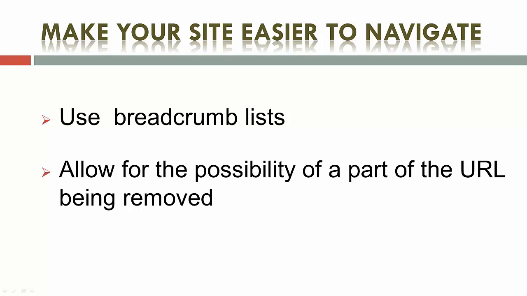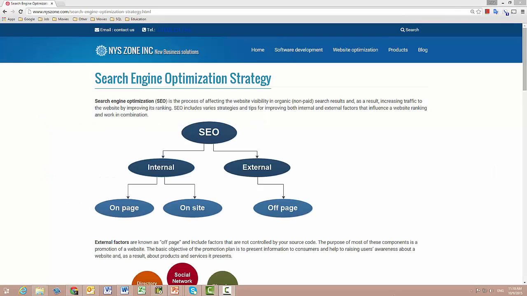Allow for the possibility of a part of the URL being removed. Some users, instead of using the breadcrumb links on the page, might drop off a part of the URL to find more general content. Your site should be prepared to show content in this situation. For example, we are on the search engine optimization strategy page and want to go to the main page. On this website, we have the possibility to remove a part of the URL.